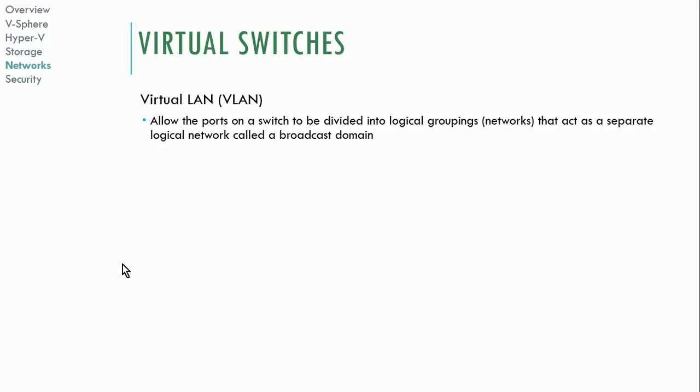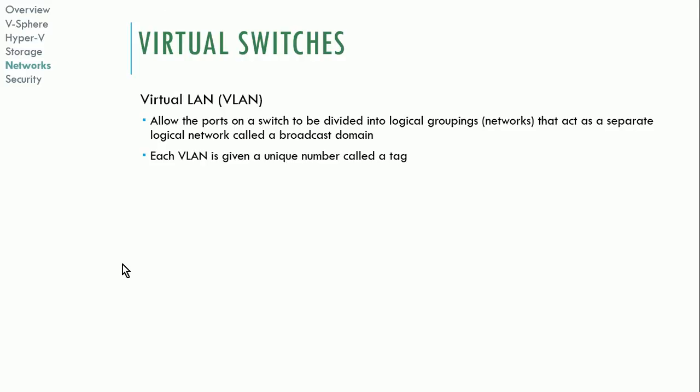A virtual LAN is basically a VLAN. So with regular switches, you can do VLANs where you can segment the network. We can do the same thing with virtual switches in the hypervisor. You can create VLANs in the hypervisor as well, and it'll make sure that you can have groups of virtual machines that can only access each other.